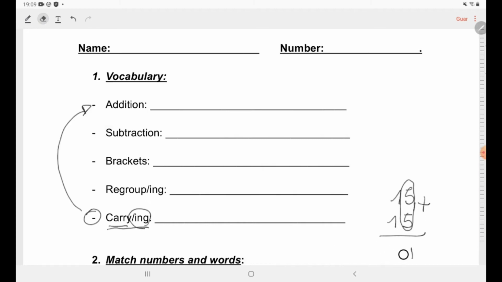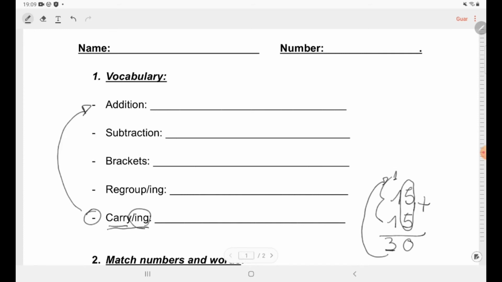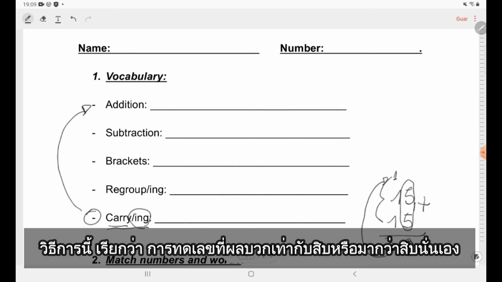So what should we do? As you know, we write the number 0 in ones place, and the number 1 we carry over to tens place. Okay, so now we got 1 plus 1 plus 1 equals 3. Okay, this movement to move this number 1 from ones place up there on the top of the operation in the tens place is to carry the number over, or carrying the number over.